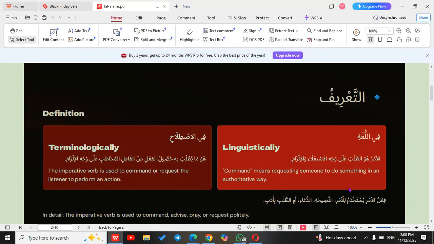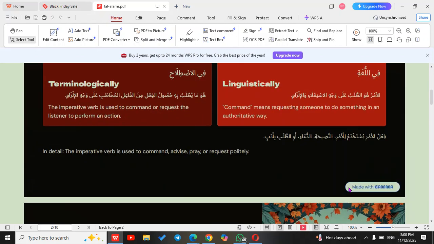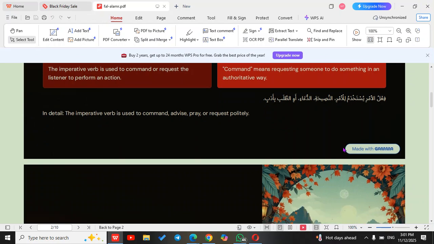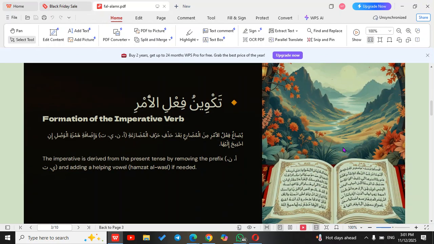The imperative verb is used to command or request the listener to perform an action. يعني فعل الأمر يستخدم للأمر والنصيحة والدعاء أو الطلب بآداب. In detail, the imperative verb is used to command, advise, pray, or request politely and other things. Now, الآن ننتقل إلى تكوين فعل الأمر, formation of the imperative verb.